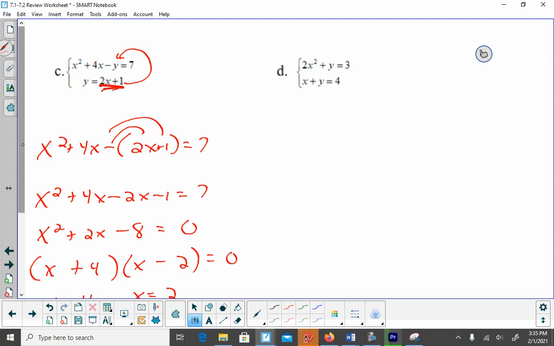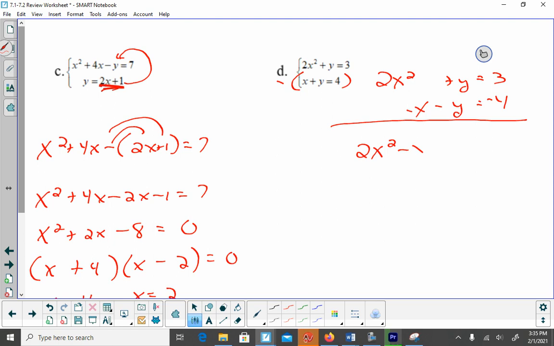D, let's do elimination. Let's multiply this by negative. So here I'm going to have 2x squared plus y is equal to 3. And I left a gap on purpose because here I'm going to have a negative x, so I'm going to put negative x in a column by itself. Minus y is equal to negative 4. And when I do that, I'm going to have 2x squared minus x. The y's will go away, and this is equal to negative 1.